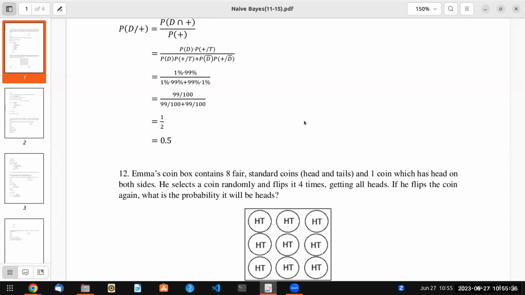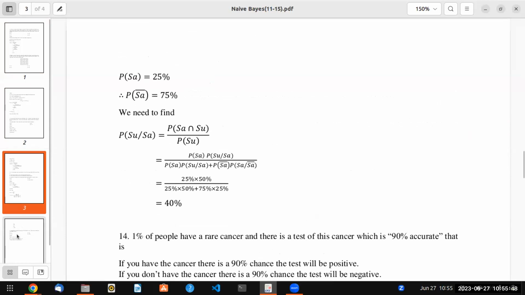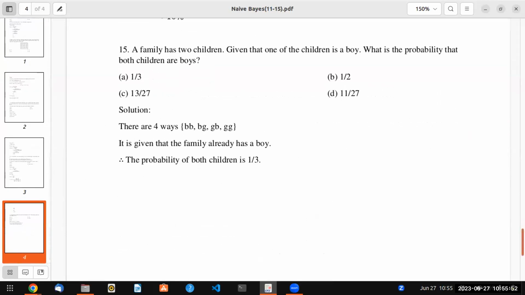Yes, sir. That last part we have not tried. Okay, guys, I don't want to get you overburdened with this. These are the questions with answers, similar kinds of questions that you are going to get.